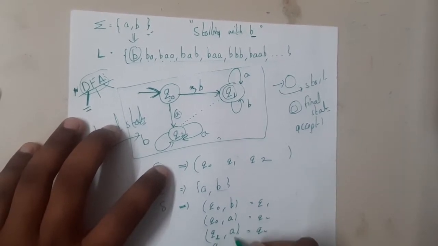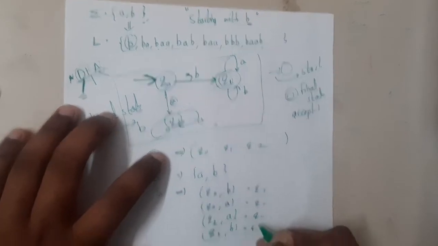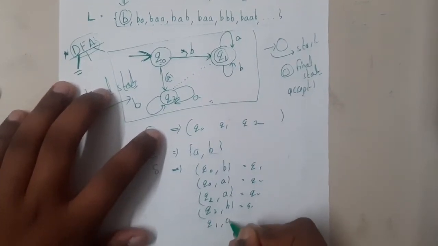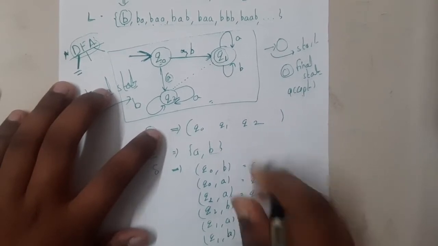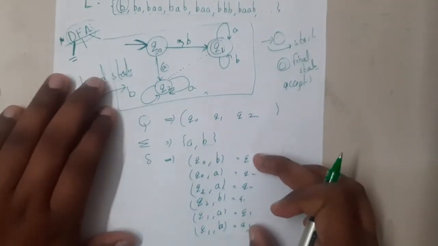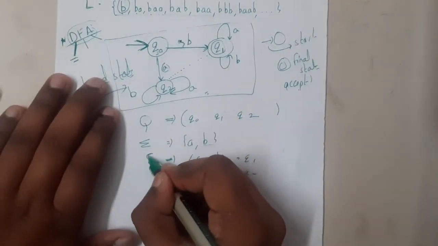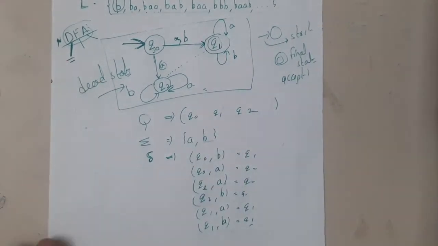From Q2, if I get B, I will go to Q2. From Q1, if I get A, I will go to Q1. From Q1, if I get B, I will go to Q1. So just this diagram only, I represented in terms of strings, right? Yes. So this symbol is used for writing these transition functions, guys.